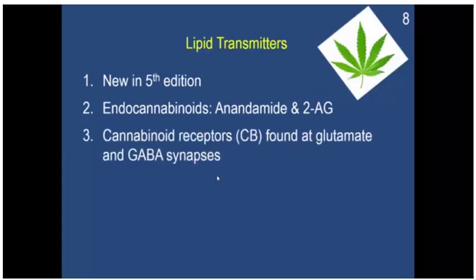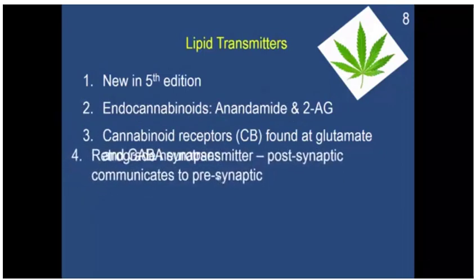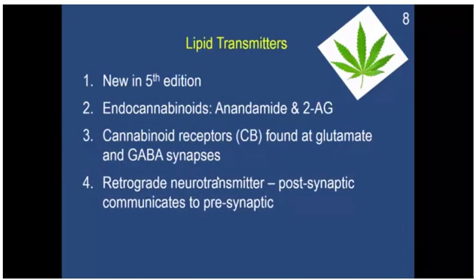Anandamide and 2-AG are our endogenous endocannabinoids. Marijuana or cannabis activates this system, and the receptors are called cannabinoid receptors. They're found in all different types of synapses, but definitely are found at glutamate and GABA synapses. What's interesting is we don't fully understand how they function, but we're starting to get evidence that they're a retrograde neurotransmitter.